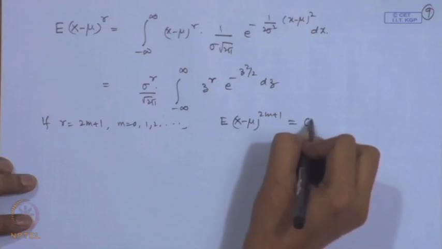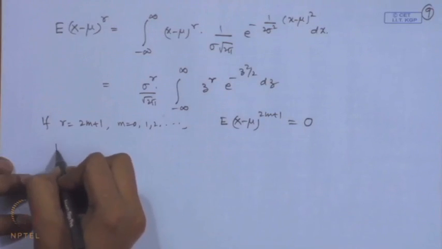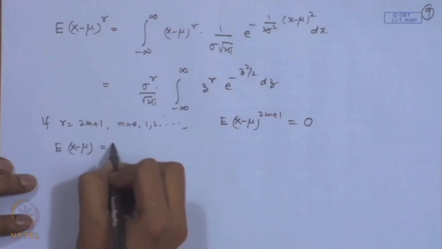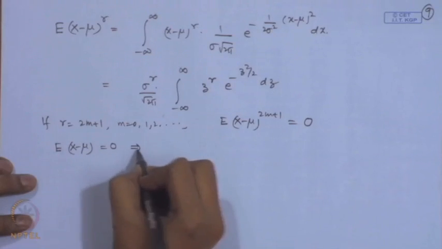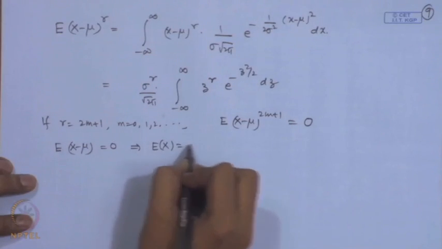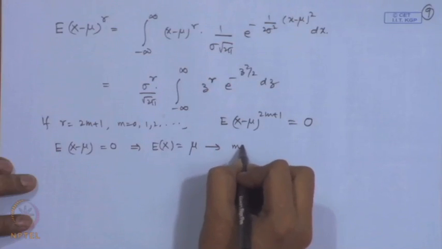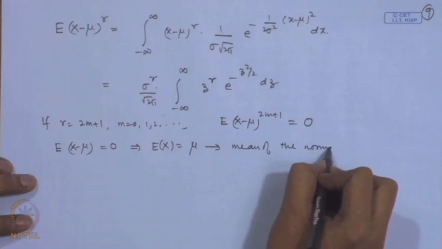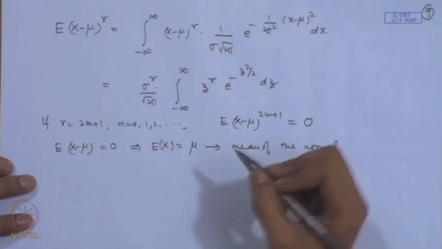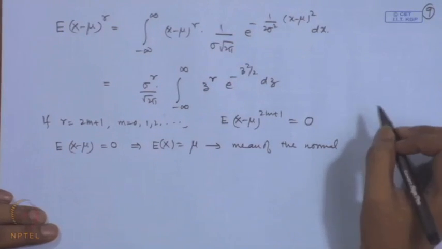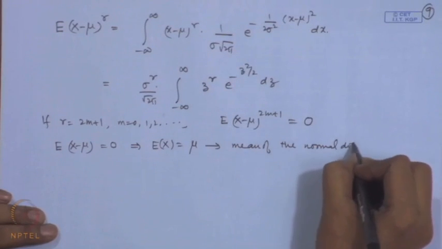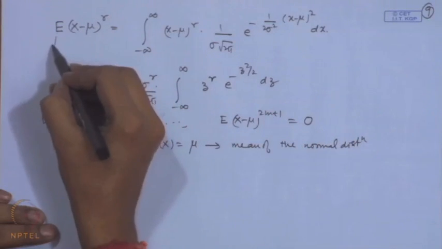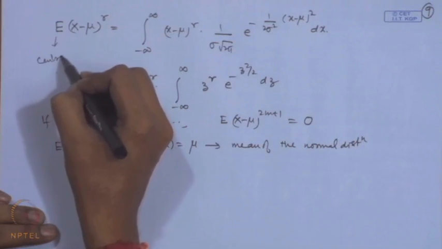is equal to 0. That means, in particular if I write m is equal to 0, I get expectation of x minus mu is equal to 0. That means, expectation of x is equal to mu. That means, mu is denoting the mean of the normal distribution. That is the parameter which I specified as mu while defining the normal distribution is actually the mean of this distribution. And therefore, this expression represents central moments.